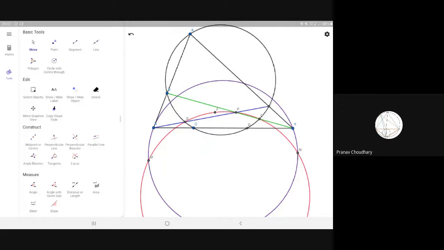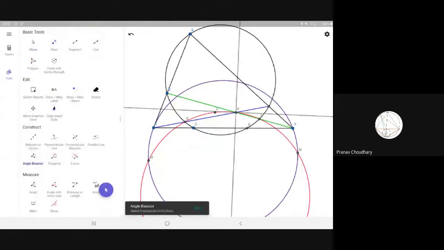PZ is the angle bisector of BPX. Sounds vague though. BPX. PZ is the angle bisector of BPX. That's vague, probably actually false. No, yeah, it's not.